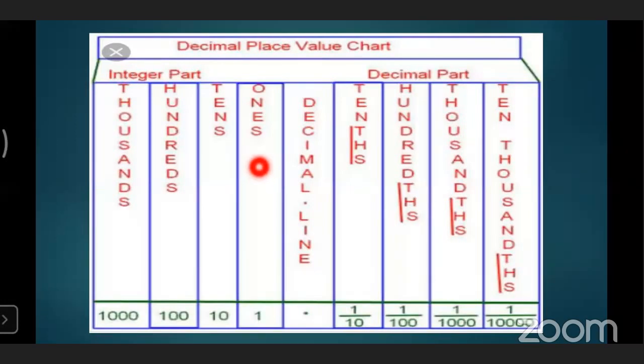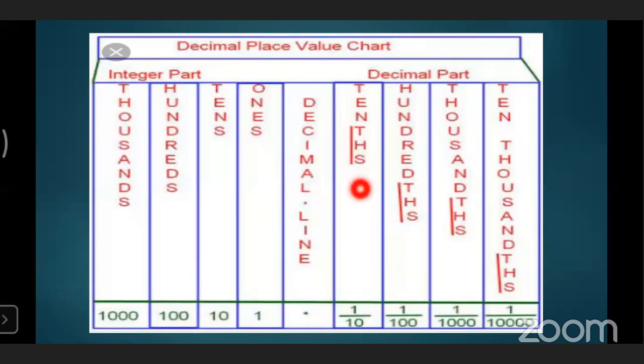Okay, here are ones, tens, hundreds, and thousands, right? And the decimal point is there. When we divide a unit, or 1, into 10 equal parts, that becomes 1/10. We write that as one tenth, and the tenth is the first decimal place.